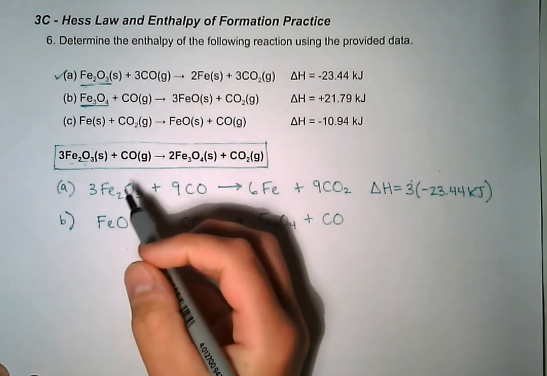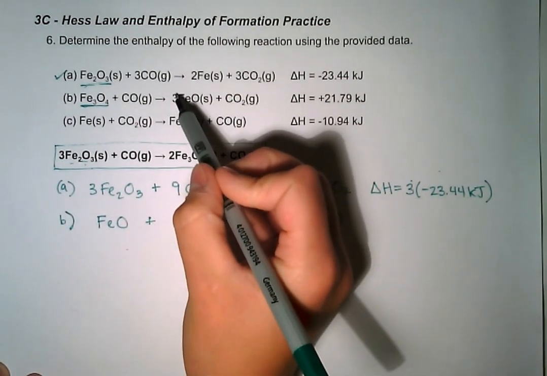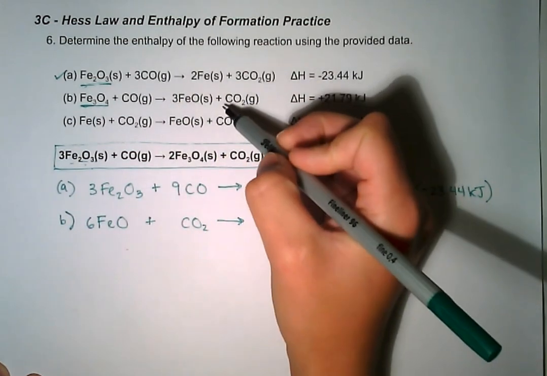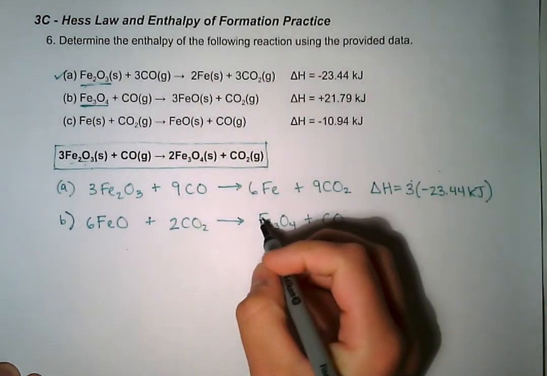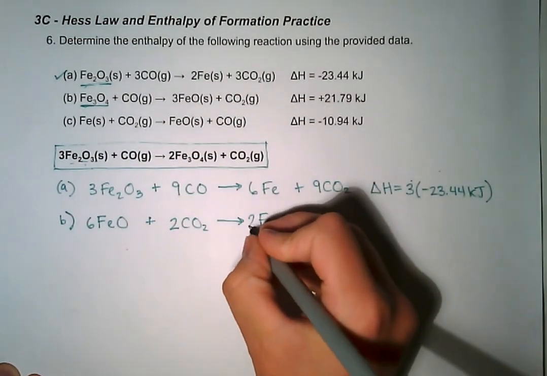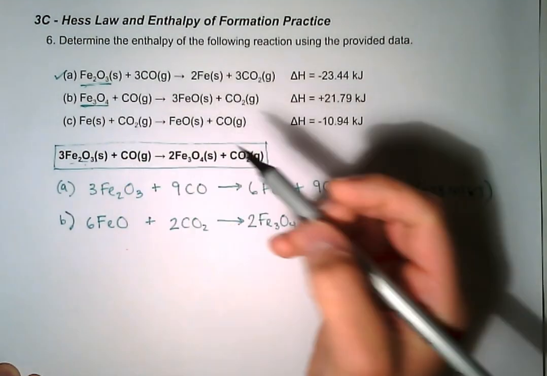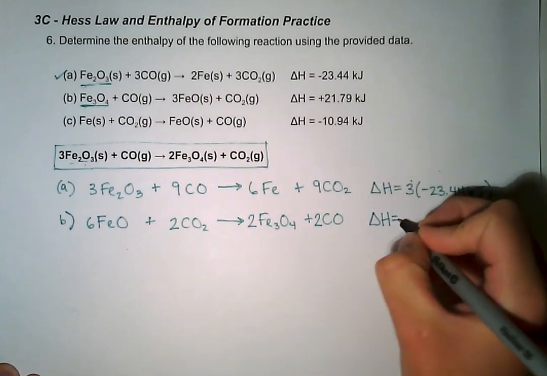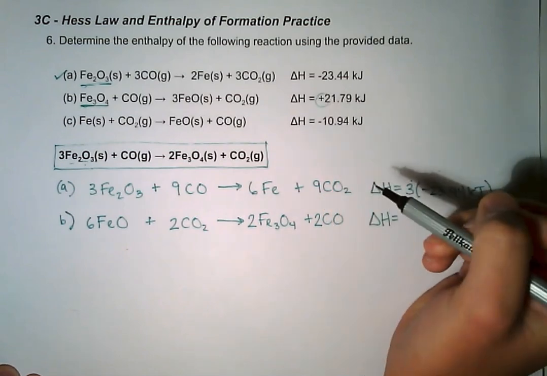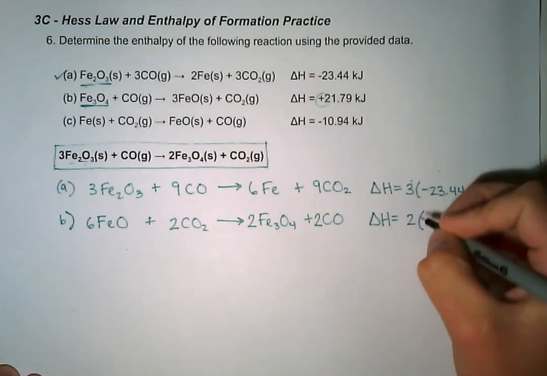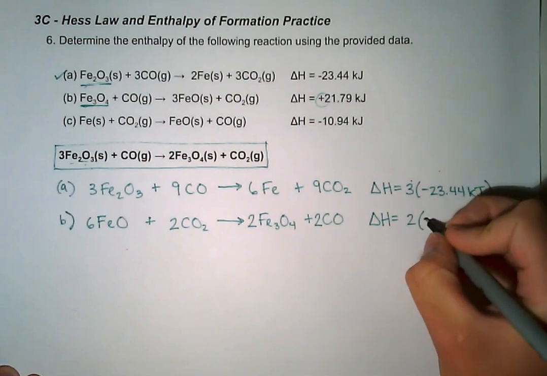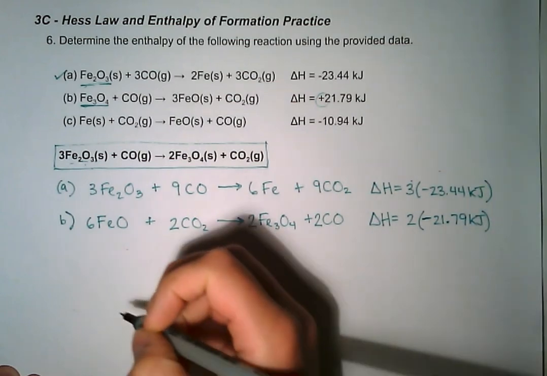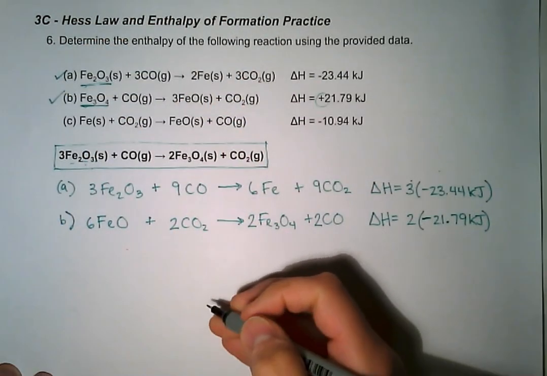Okay, and now we need to multiply everything by 2. So 3 times 2 is going to give me 6 FeOs. 2 times 1 CO2 is going to give me 2 CO2s. 2 times 1 is going to give me 2 Fe3O4s. And then 2 times 1 will give me 2 COs. Since we flipped the equation and we multiplied it by 2, we need to change the sign and multiply by 2. So I'm going to do 2, and then we'll make this a negative 21.79, negative 21.79 kilojoules. Okay, so that takes care of equation letter B.